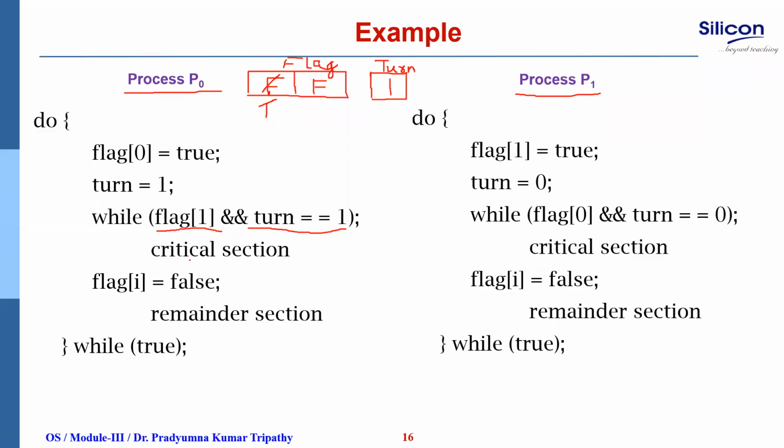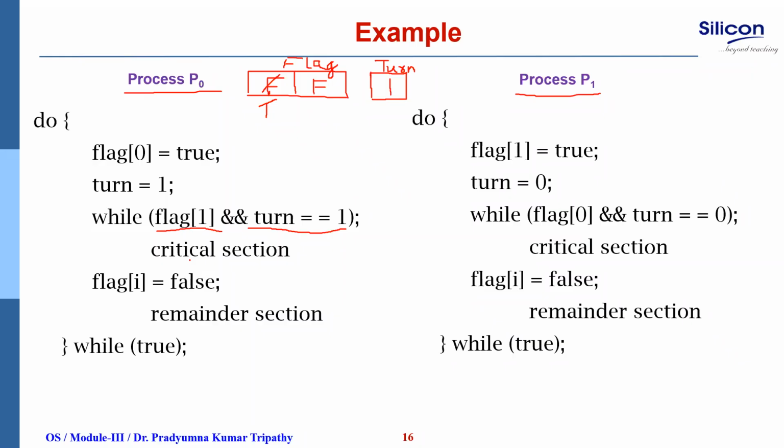P0 has entered into the critical section. Do you agree or not? By executing this, P0 will be in the critical section or not? Yes, sir. Okay. Now, when P0 is in the critical section, P1 wants to enter into the critical section. Now we'll see whether P1 will be allowed to enter into the critical section or not.